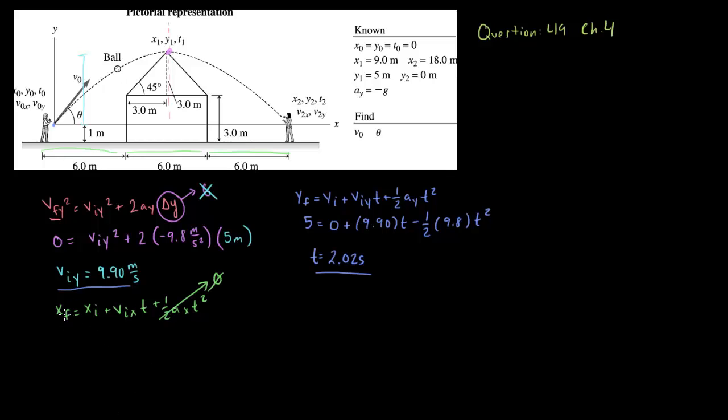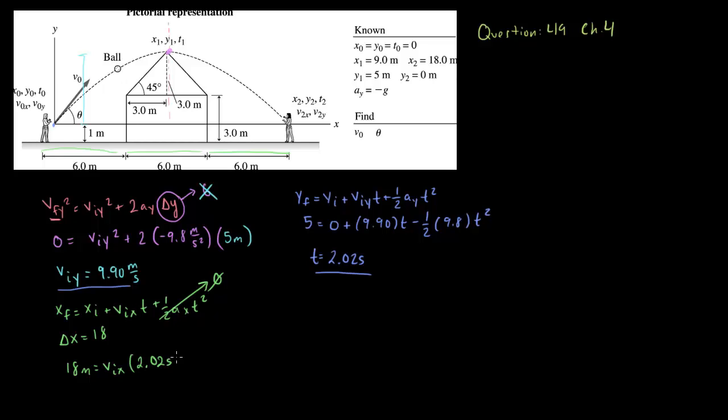So this x final, I'm going to subtract the x initial over, and you get delta x, which you know now equals 18. So I'm going to write this as 18 meters is going to equal velocity initial x times, and I know my time, it's 2.02 seconds.